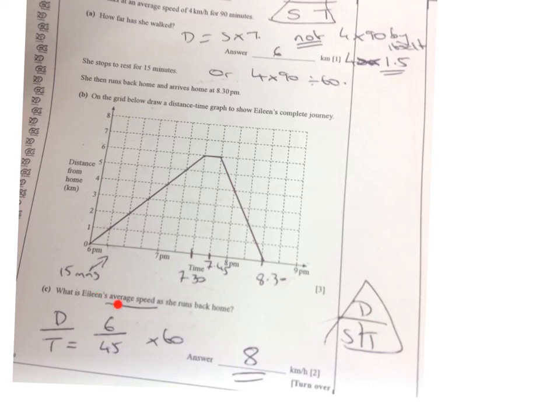Okay. What is Eileen's average speed as she runs back home? Well, average speed is distance divided by time. So her distance back home is 6 divided by this here. From this 7:45 to 8:30 is 45 minutes. This is where she starts back. So that's 45 minutes. So 6 divided by 45 multiplied by 60 gives you 8. Or if you wanted to do 6 divided by 0.75, which is 3/4, either way the answer will give you 8. Okay, be very careful. If you're dealing in minutes, always get back to minutes.